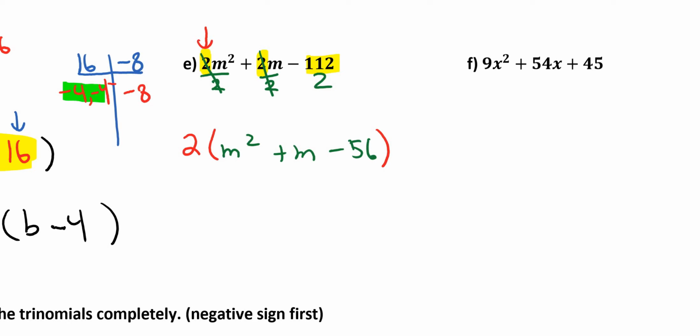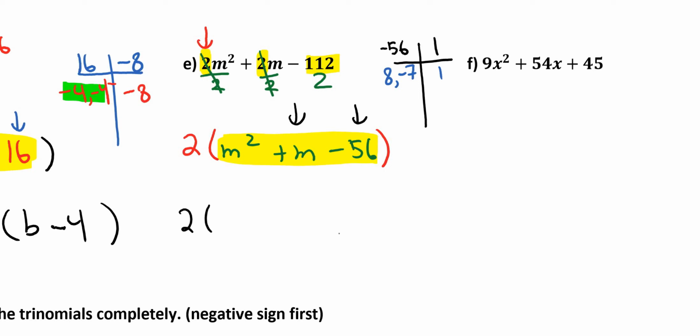Okay, let's take a look at the table one more time, because I can factor the inside trinomial. The numbers that I want are -56 and +1. The two numbers that come to my mind are +8 and -7. So +8 times -7 is -56, and 8 minus 7 is 1. Then we can set up another two brackets here, and this would be m plus 8 and m minus 7. And that would complete the factoring for that problem.